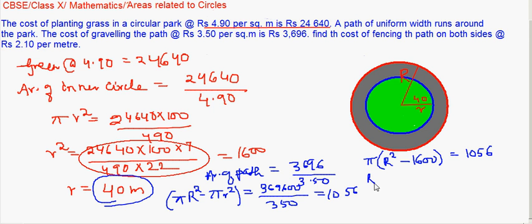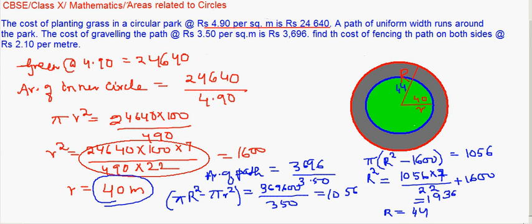So R square is equal to 1056 into 7 by 22, and then 1600 will move to this side, so that makes it 336 plus 1600. I'm getting it as 1936. So R is the square root of 1936, which is 44. So the capital R is 44 meter.